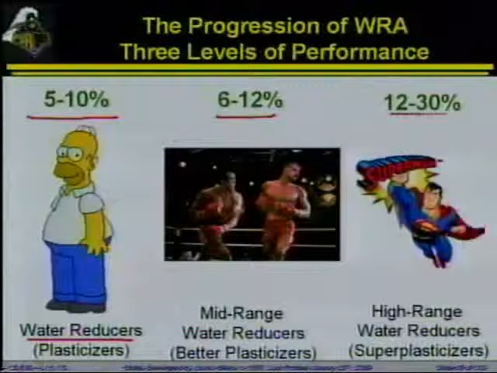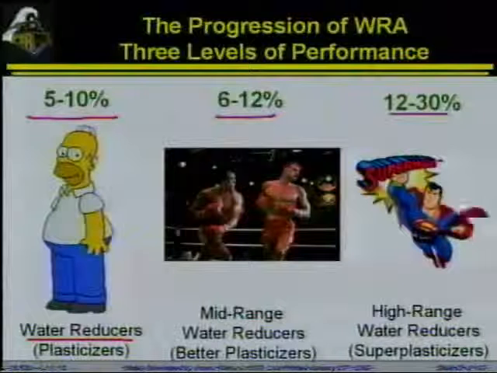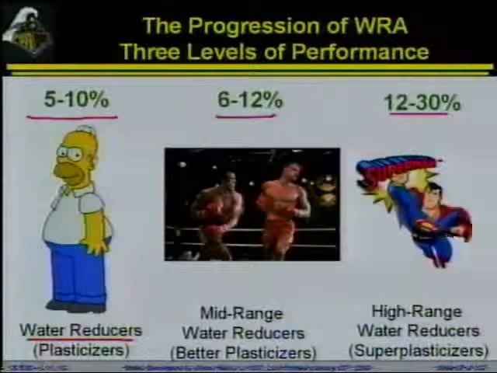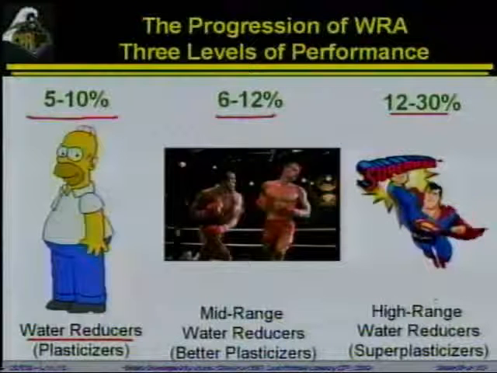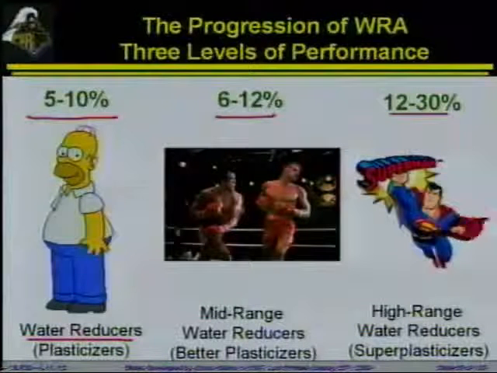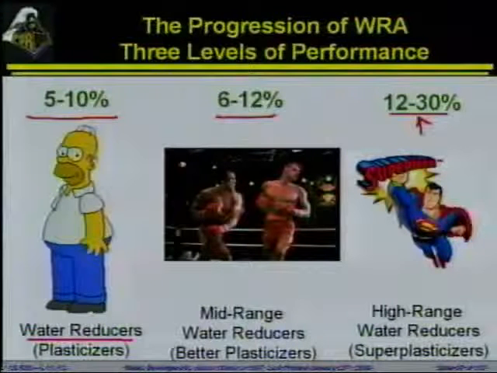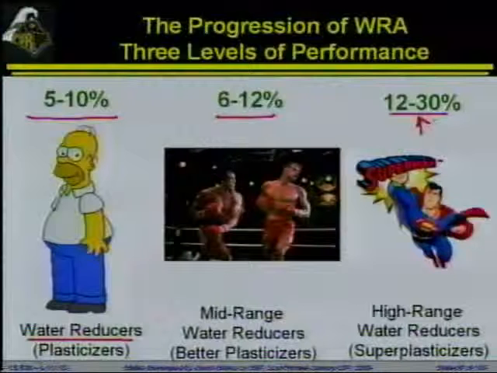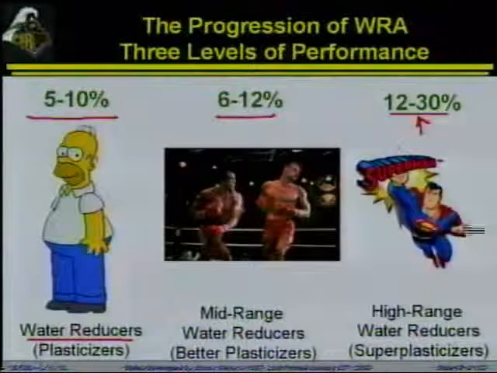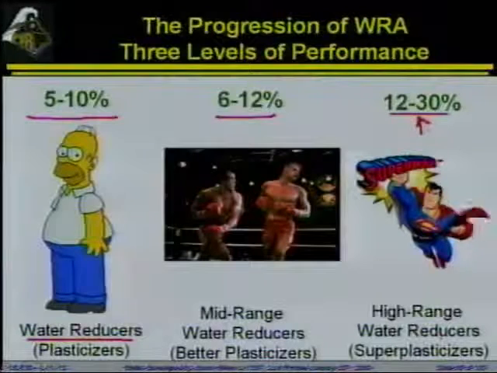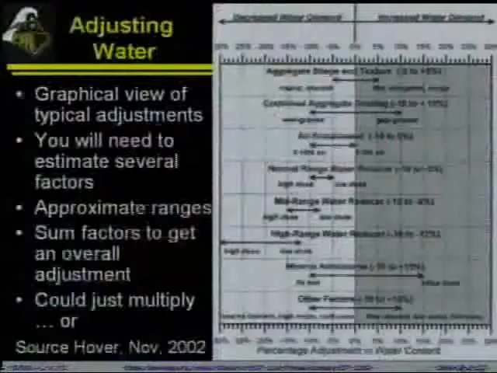The last version here, you're going to see that the amount of water that can be reduced goes up dramatically. These are typically referred to as high-range water reducers and superplasticizers, and you're going to see that this is the area where a lot of the developments are taking place when you get into real high-performance concrete, so you get into self-consolidating concretes. They're really looking at different chemistries. They're really looking at this high-range water-reducing admixture category.